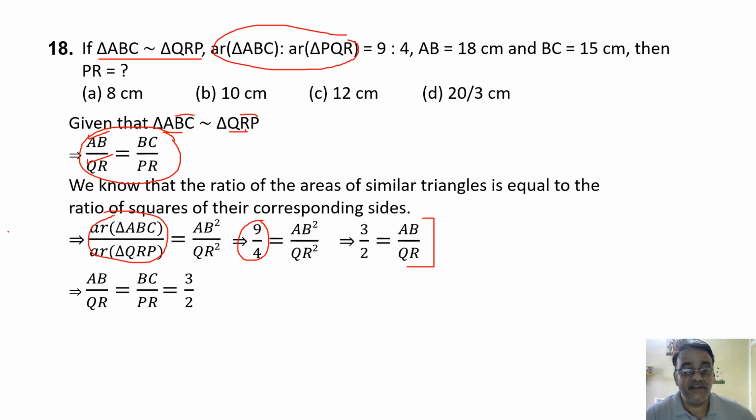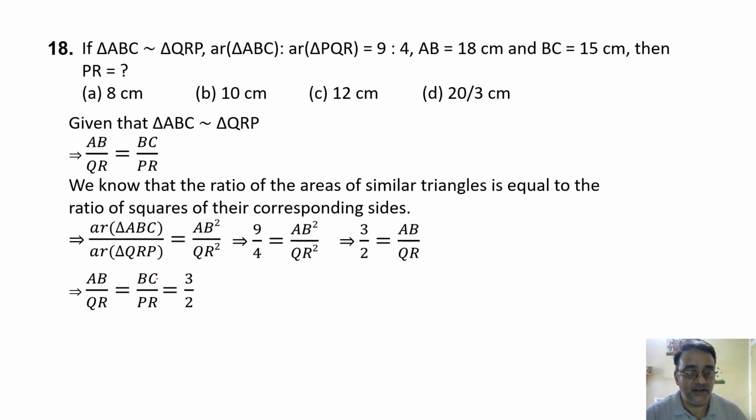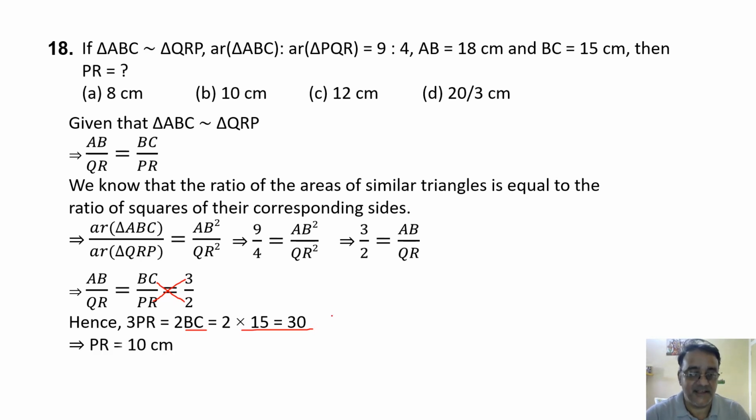Now BC is given 15. Okay, or otherwise what you can do, you can cross multiply here. Right? So 3PR is equal to 2BC. So 2BC means 2 into 15, that is 30. So what is the value of PR? 10. 10 centimeter. Right. So which option is the correct one? Option B. Right.